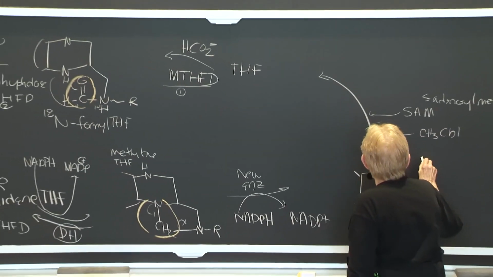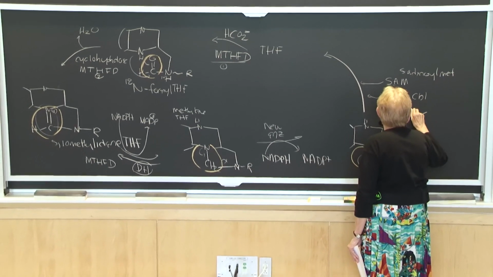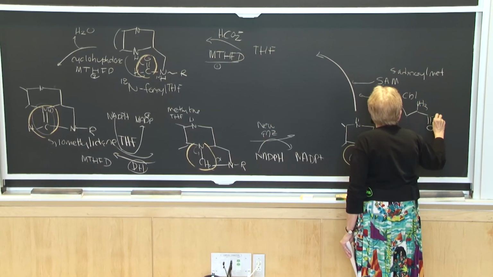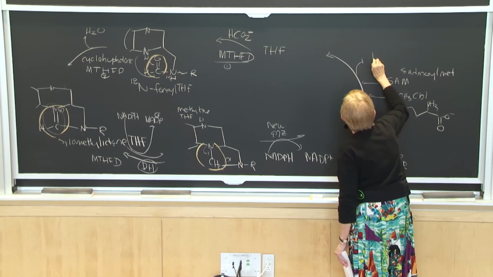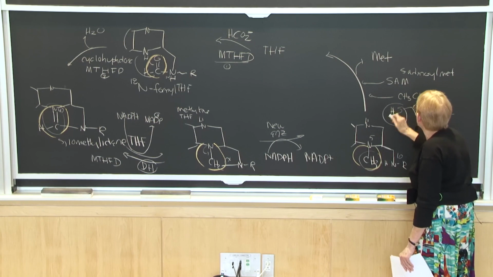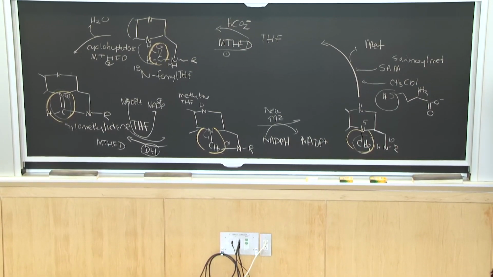And so what it does is it takes homocysteine, so this is homocysteine, and converts it to methionine. I'm not going to draw the structure. So you methylate it. So you're going to methylate that cysteine. Okay, and then you're back to tetrahydrofolate.